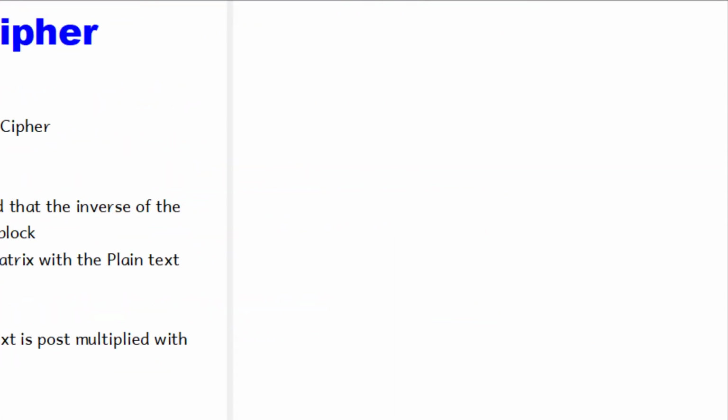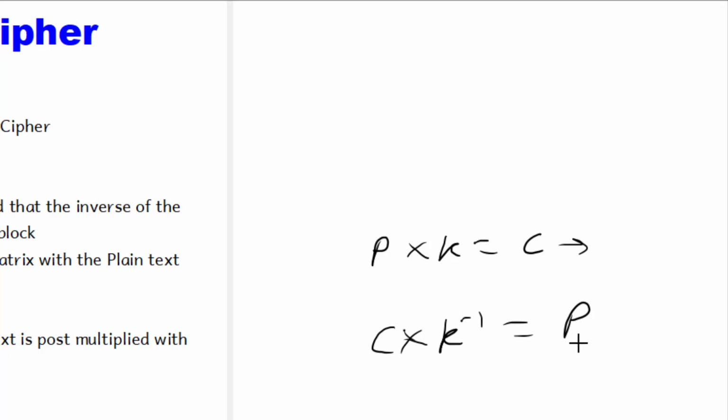So we have the plain text p. We post multiply this by the key matrix and we get the cipher text. This is how we get the cipher text, and this is sent to the receiver. The receiver will post multiply this cipher text matrix with the inverse of the key, and he or she recovers the plain text. So this is k inverse.